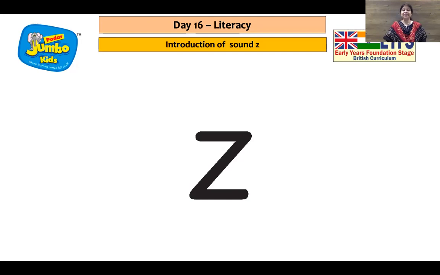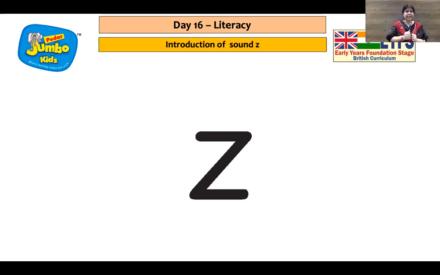And we are going to learn the sound of letter Z through a very interesting story. And this story is about a zebra. And the story's name is The Zebra. So children, once there lived a zebra with all his friends in the forest. But you know what? His friends were very, very happy. But zebra was very, very sad. He wanted to go down to the city. So one day, he decided to go down to the busy city.